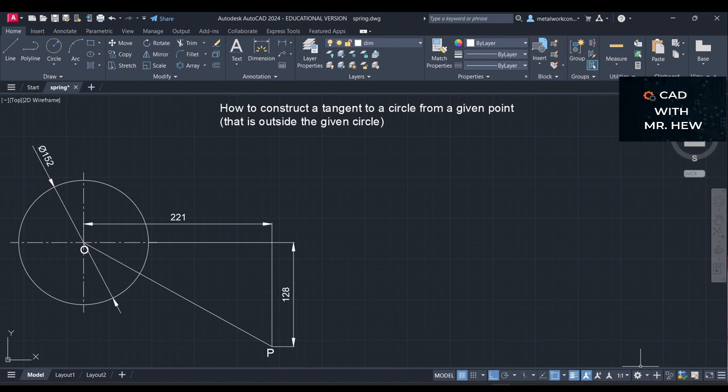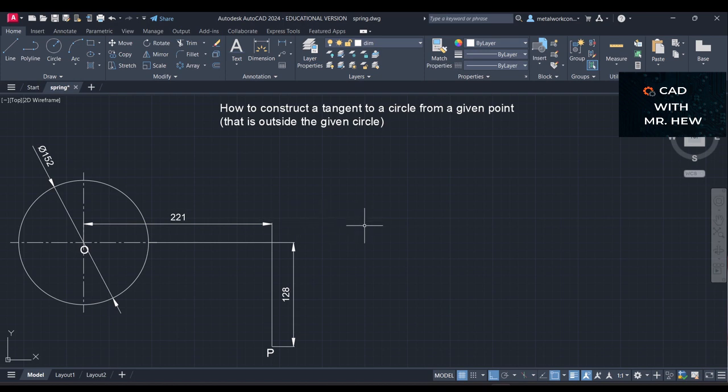We have a circle of diameter 152 millimeters, and we have a point P which is 221 millimeters to the right of the center of the circle and 228 millimeters south of the center of the circle O. What we want is a tangent from the point P to touch the circle tangentially.